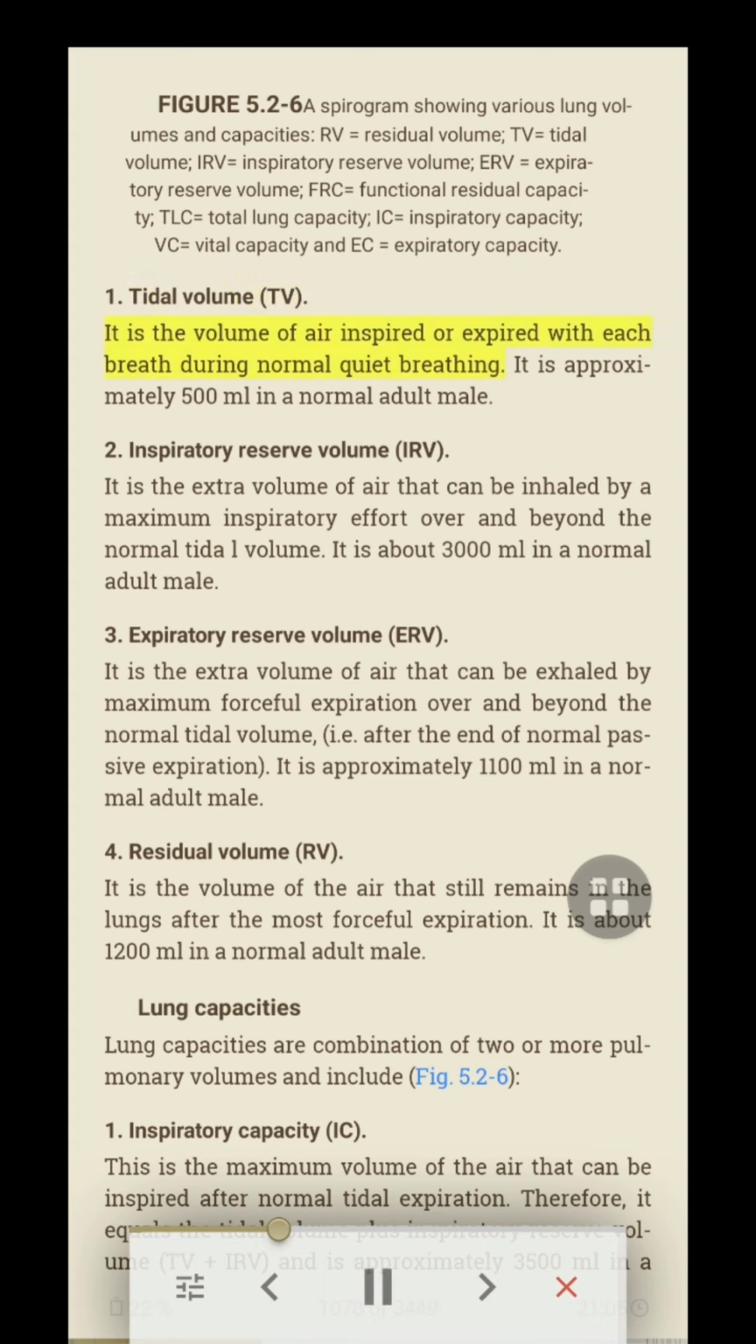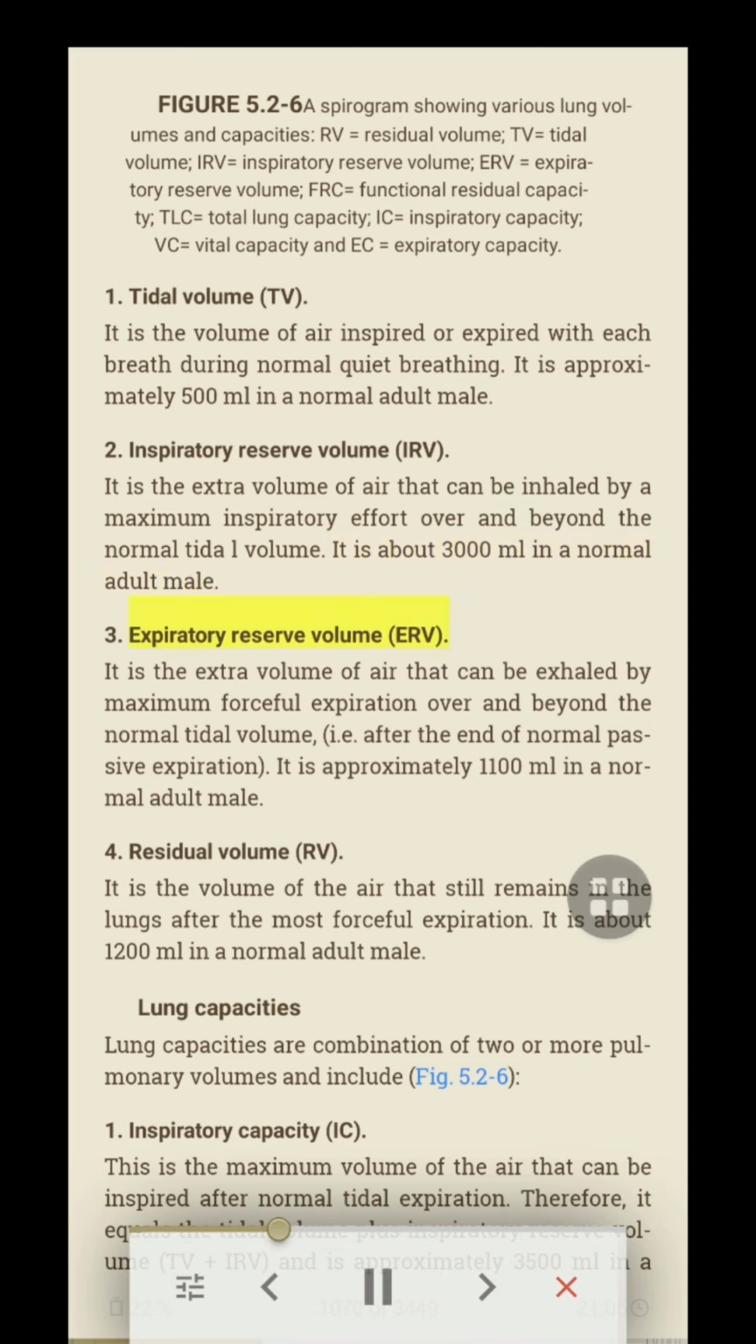1. Tidal volume, TV. It is the volume of air inspired or expired with each breath during normal quiet breathing. It is approximately 500 milliliters in a normal adult male. 2. Inspiratory reserve volume, IRV. It is the extra volume of air that can be inhaled by a maximum inspiratory effort over and beyond the normal tidal volume. It is about 3,000 milliliters in a normal adult male.